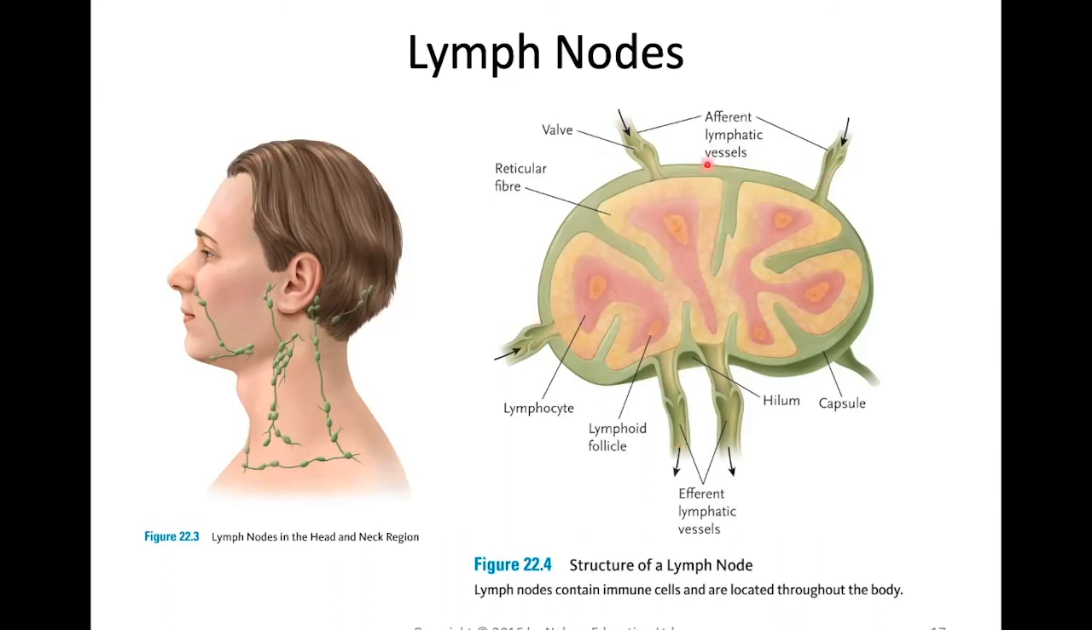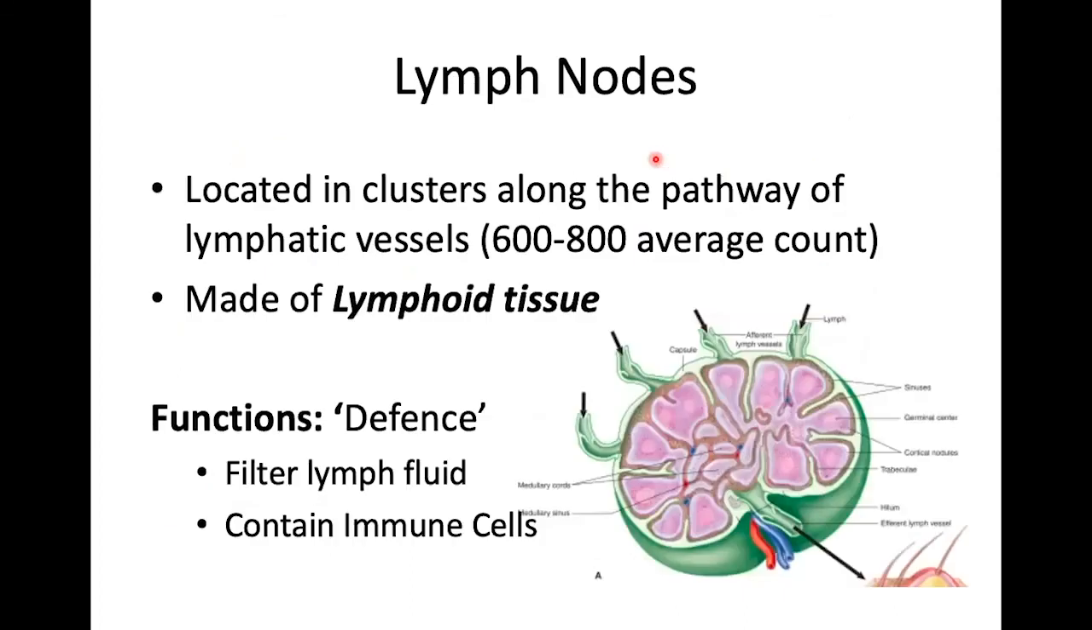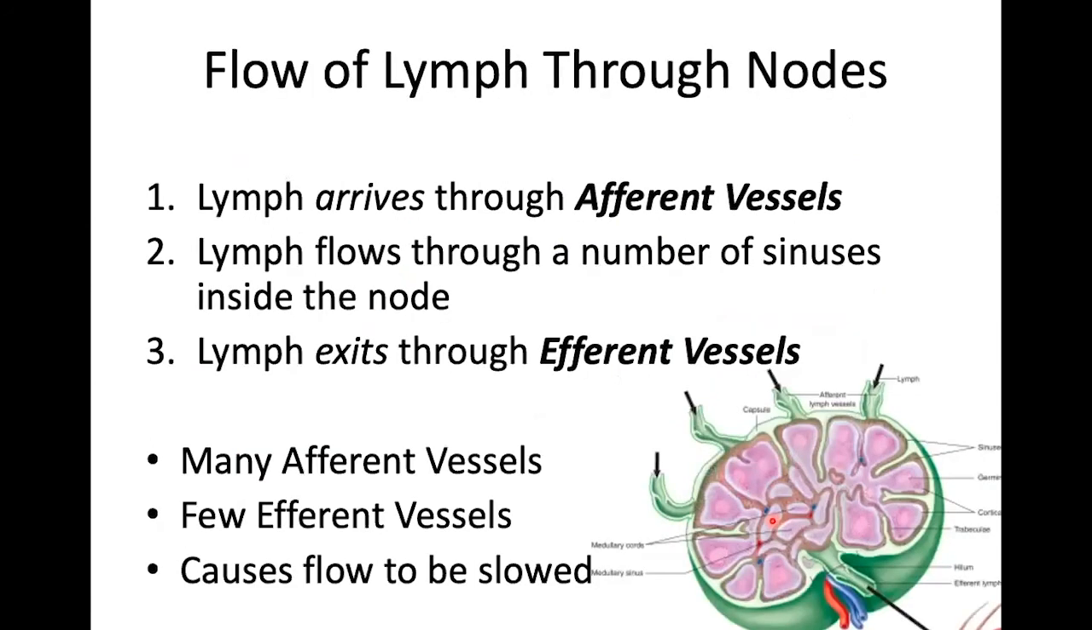Now, you can't identify this as easily in this image, but you can see here that we have many more afferent vessels than we do efferent vessels. The reason is that we want to slow the flow of fluid as we're circulating this fluid back to the heart.